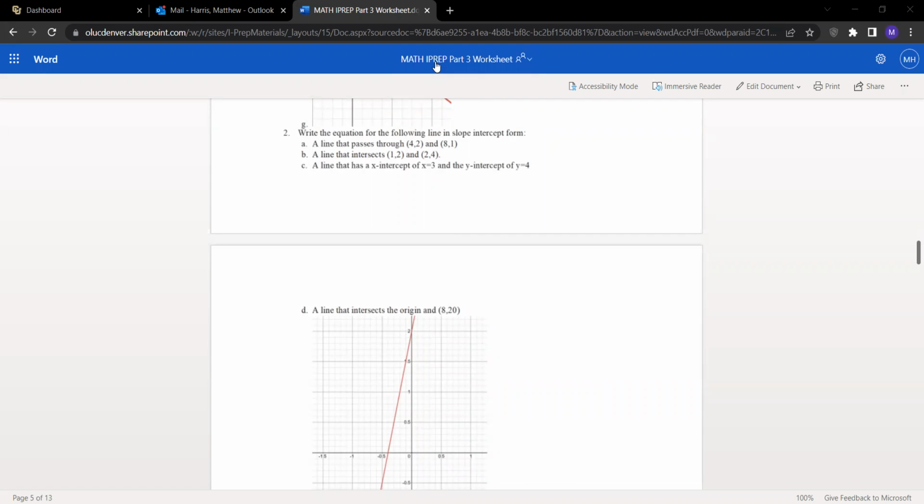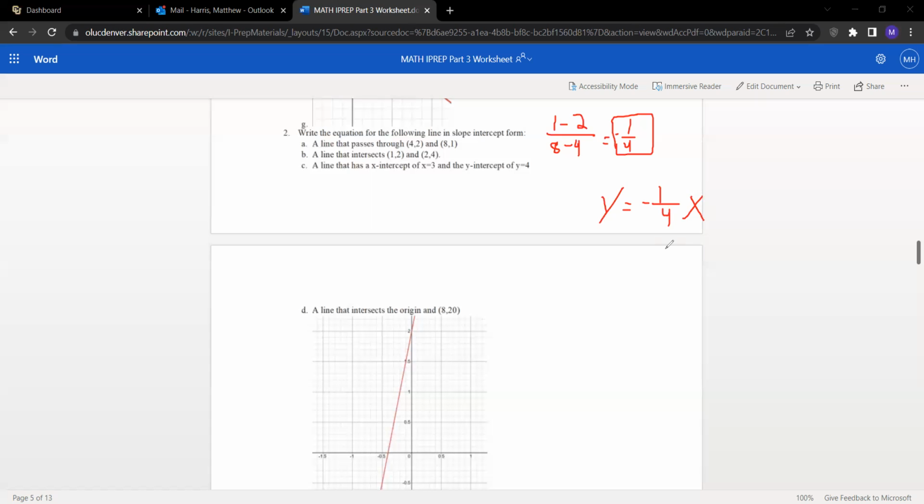So let's go ahead and do A first. So we have, write the equation for a line in slope-intercept form. A line that passes through 4, 2, and 8, 1. So first, let's find our slope. So we find our slope by rise over run. So we have 1 minus 2 over 8 minus 4 equals negative 1 over 4. So negative 1/4. So now we have part of the puzzle, right? y equals negative 1/4 of x.